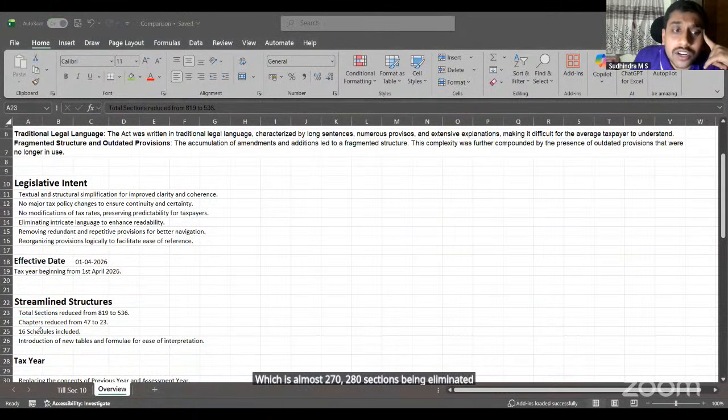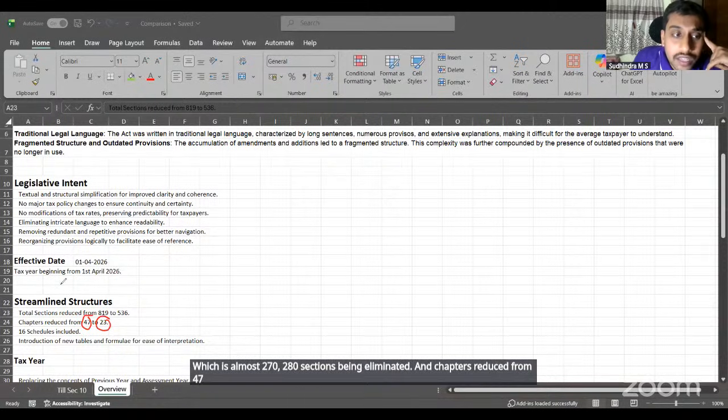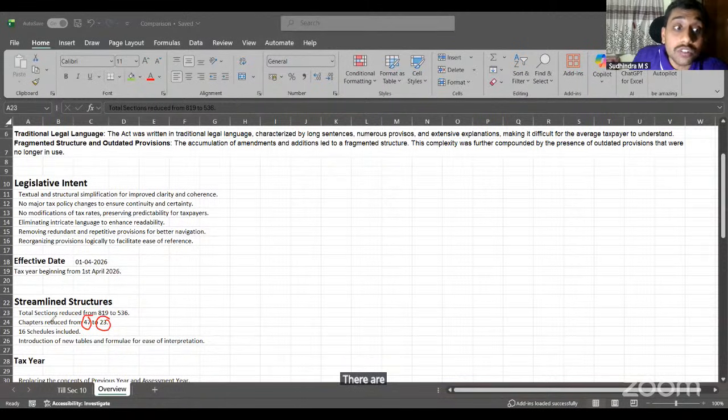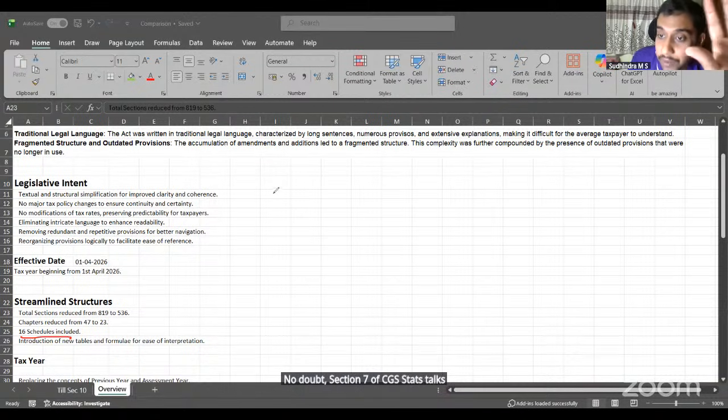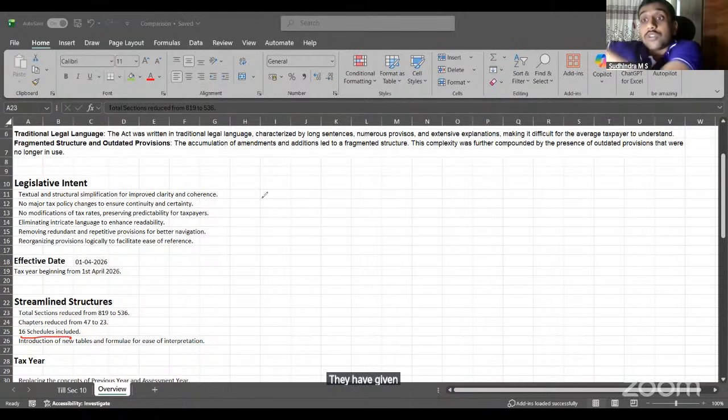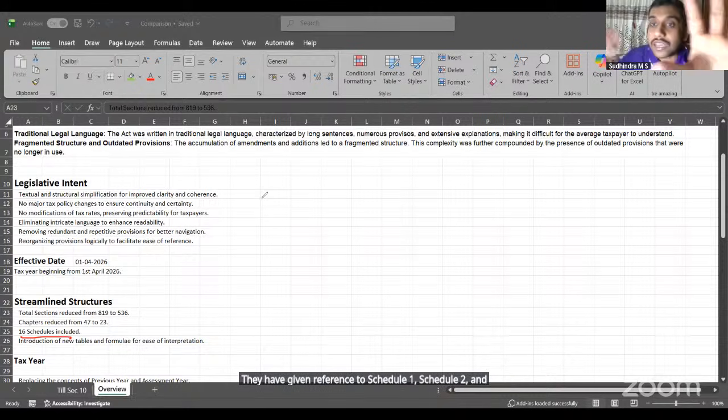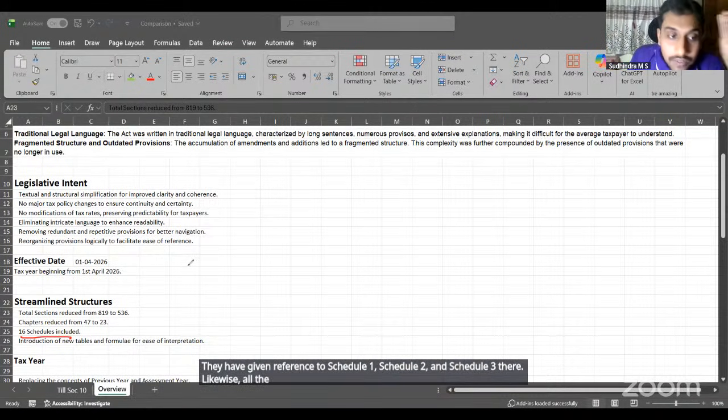And chapters reduced from 47 to 23. There are 16 schedules included, like in GST law, wherein no doubt section 7 of the CGST Act talks about supply. They have given reference to Schedule 1, Schedule 2 and Schedule 3 there. Likewise, all the main provisions, they have included in the law with reference to schedules.